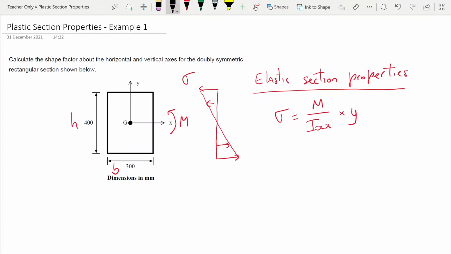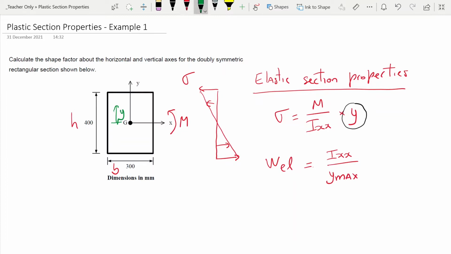And it's this y term, being y the distance to the centroid, so let's write it here. This is y. It's this y term that gives you this linear distribution. But to calculate the elastic section properties in terms of the section on its own, the only thing we need to get is this elastic section modulus, which is going to be equal to Ixx divided by y max.